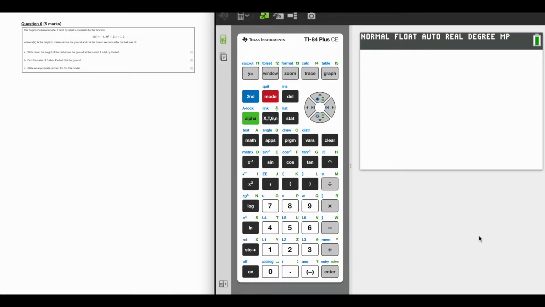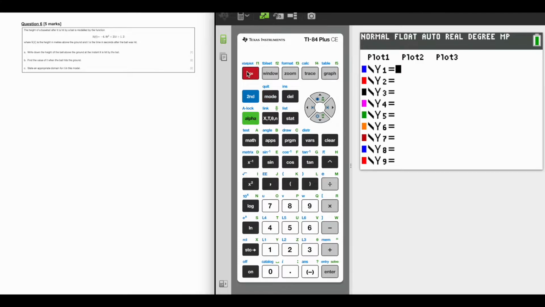Okay, so this next question is another functions question, and we're looking here at a function that looks to be a quadratic. I've got the squared term there, and we're looking at modeling this ball being thrown. So we're going to be plotting this as a function, or as a graph. It's going to be a lot easier to work with.